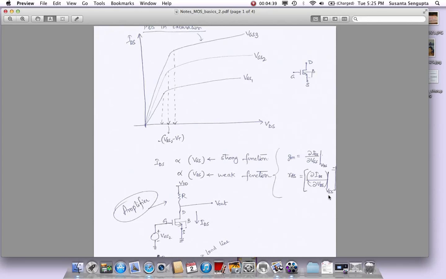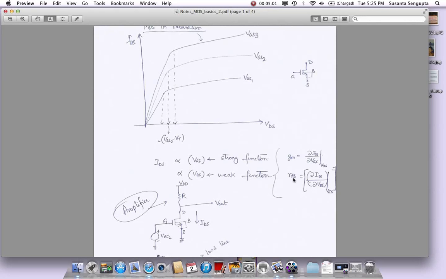So for a particular value of VGS, you get an RDS, which is a measure of how this thing is changing with VDS, and there is a -1 sign that will give you RDS. If I don't have this -1 sign, then this derivative actually gives you a conductance, which is what we refer to as GDS, rather than RDS.